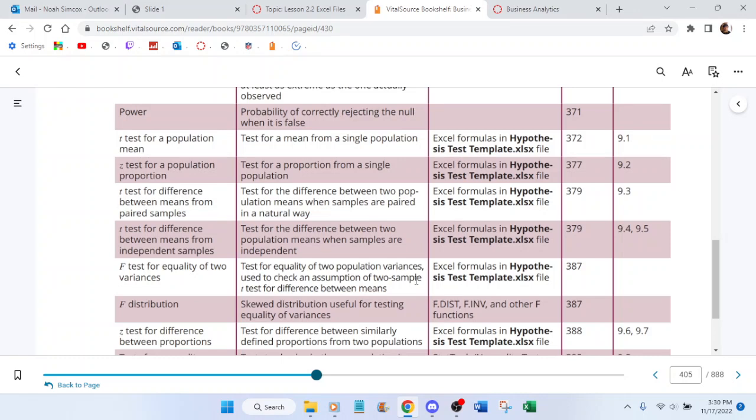Man, I want these templates. I want these templates, dude. Why can't we have those? I need those templates.